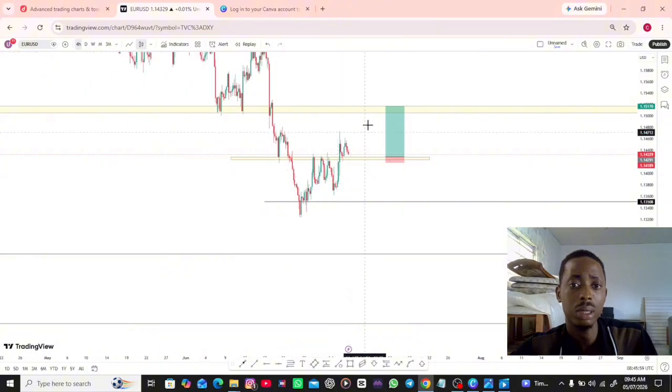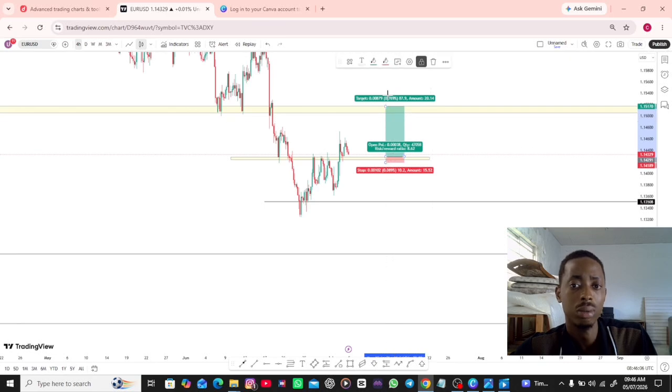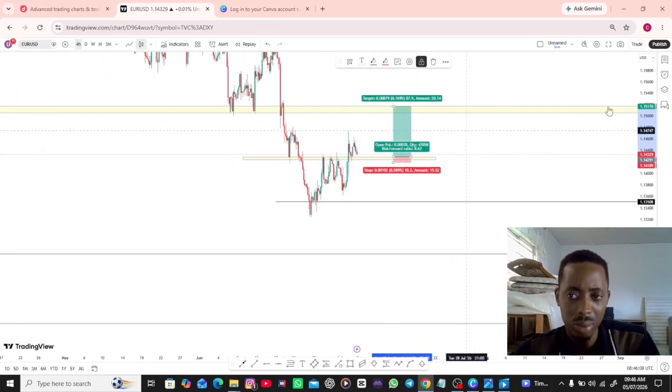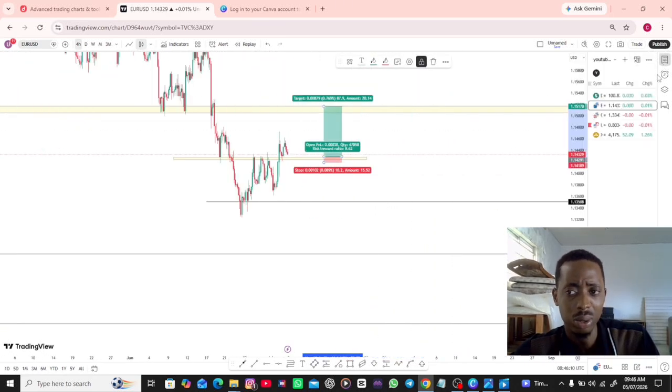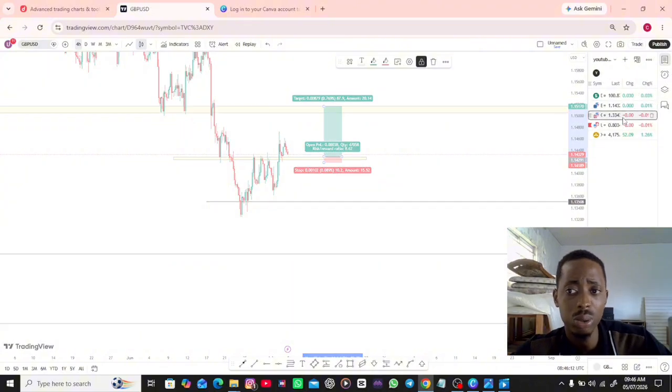So this is what I'm expecting. I'm expecting the market to keep on pushing all the way to this upside before I can now have another bias on the market. Either it's going to turn down or it's going to do that.